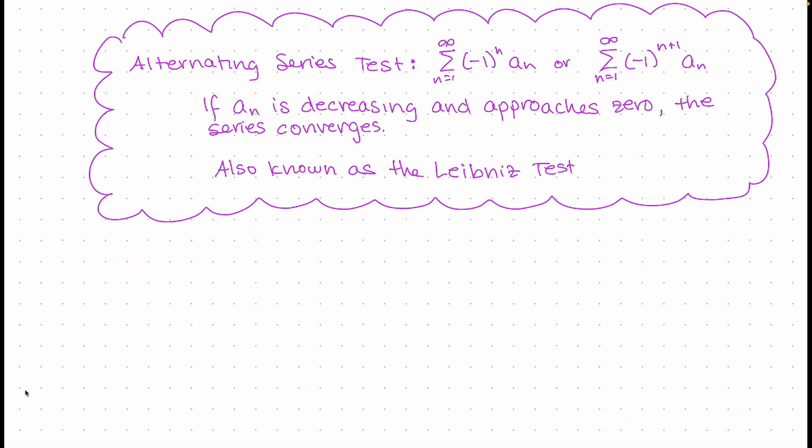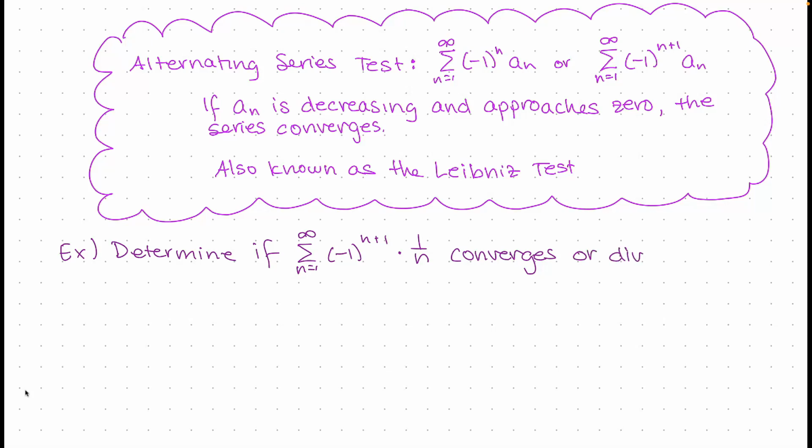So, let's look at an example. Determine if the summation as n goes from 1 to infinity of (-1)^(n+1) times 1 over n converges or diverges. Take a moment to think about that.